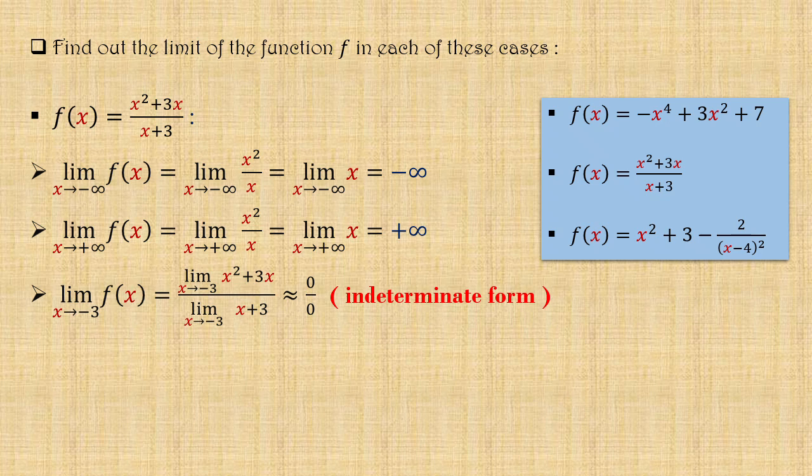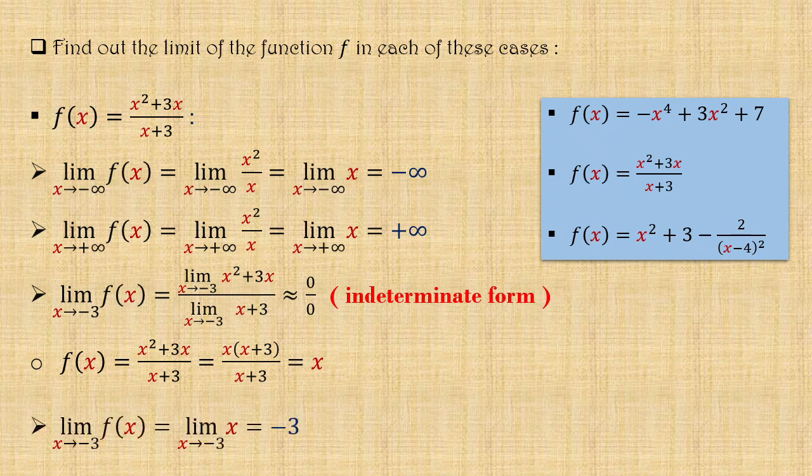So we will make an algebraic manipulation on our function f, by extracting the variable x as a common factor from the terms of its numerator to find that our function f(x) equals x times (x plus 3), all over x plus 3, and by reducing this fraction, we find that f(x) equals x. Now, the limit of our function f, when x heads to minus 3, equals the limit of x, when x heads to minus 3, which equals minus 3.